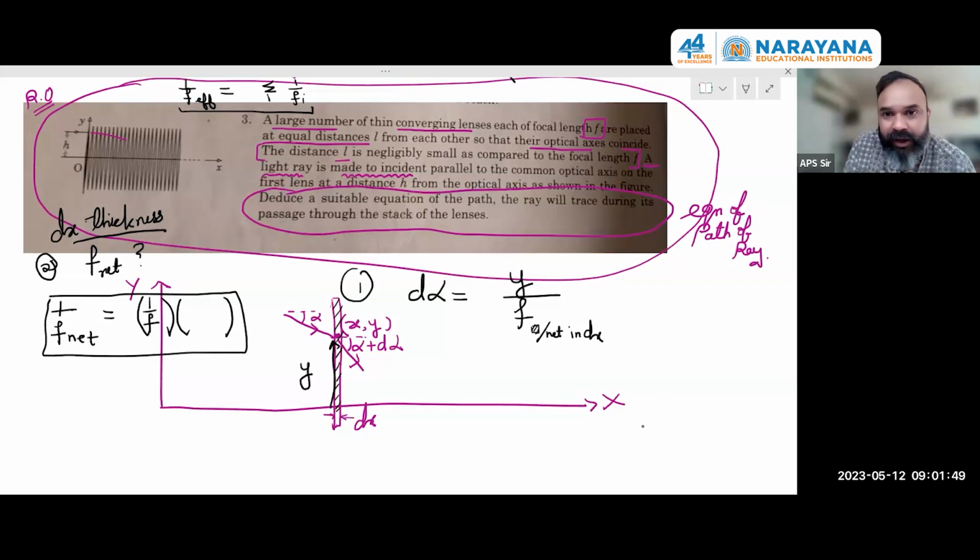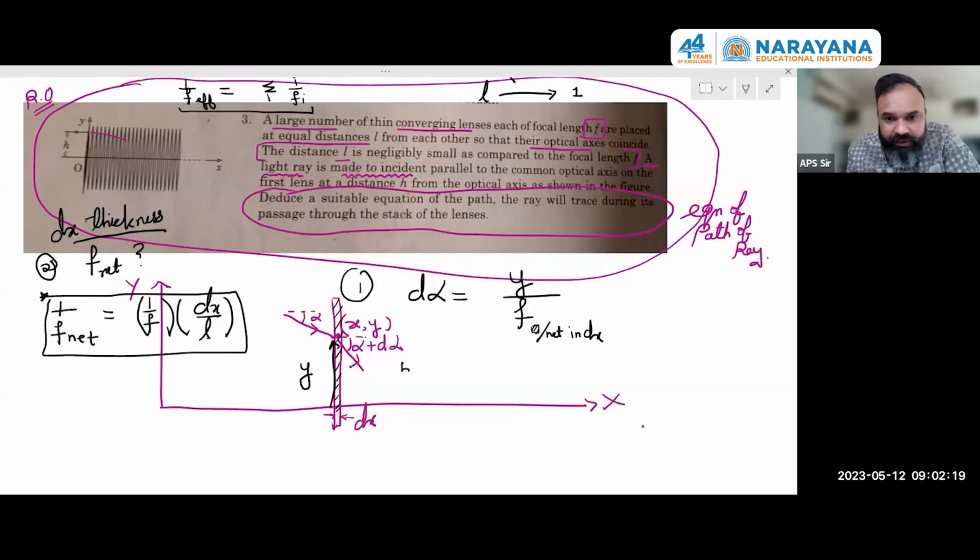Now he has said that for every L distance that you move, you get one lens. Between two consecutive lenses, the distance is L. So for every L, you get one. For 2L, you get the second one. So in dx, how many will you get? This will be dx divided by L. You divide dx by the number of intervals of L. Those will be the number of lenses. And for all lenses, 1 upon f will come. So you'll get it multiplied. I'll get my f net.